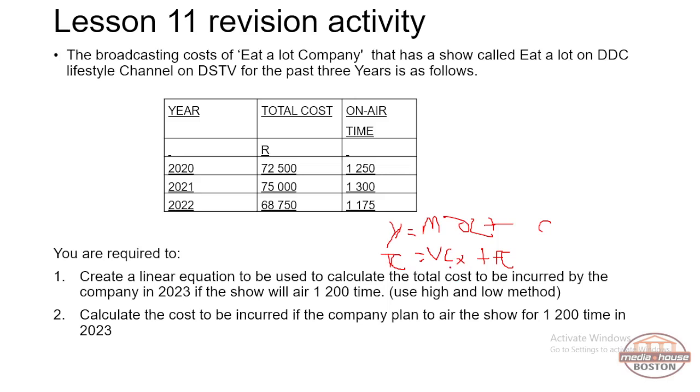But the moment there is activity being performed, we are going to have a variable cost, which is the variable cost per unit, multiplied by the number of activity performed to give us the total variable cost, which we're going to add to the fixed cost. So all of this information gets used to estimate future cost. This example is talking about a show, where you run a company or a broadcasting division called Eat a Lot Company. You run a show called Eat a Lot on one of the channels that run on DSTV, which is a lifestyle channel.